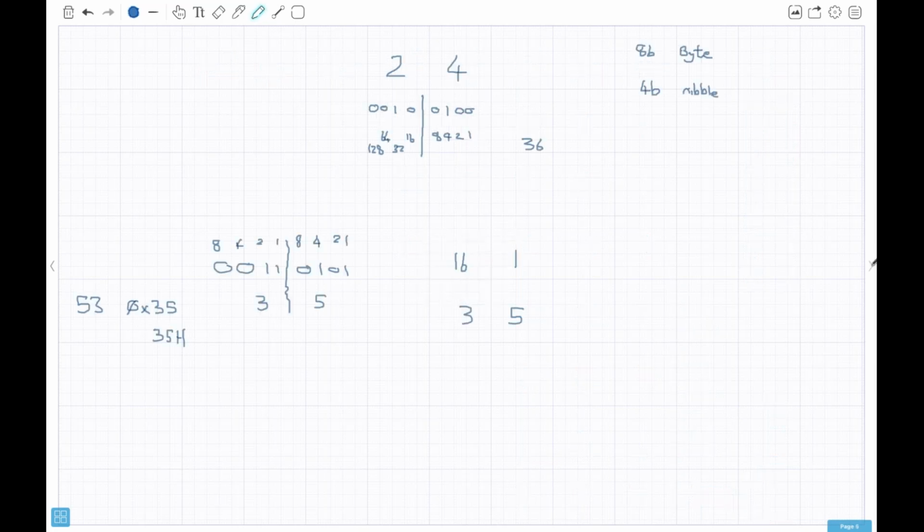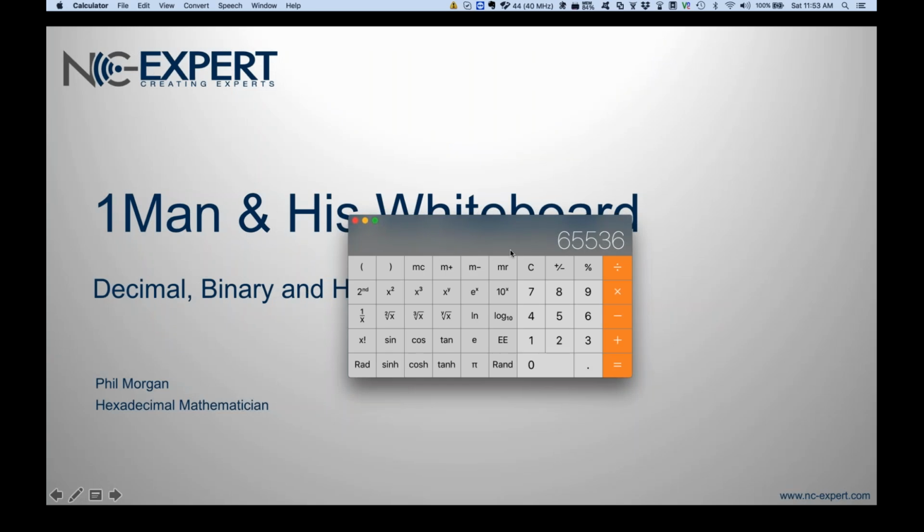You can do it this way, or you can do it at the binary level. But of course, you can also do it with a calculator. I would recommend you practice doing it manually, but test it and check it with a calculator. Almost all calculators come with a scientific function.